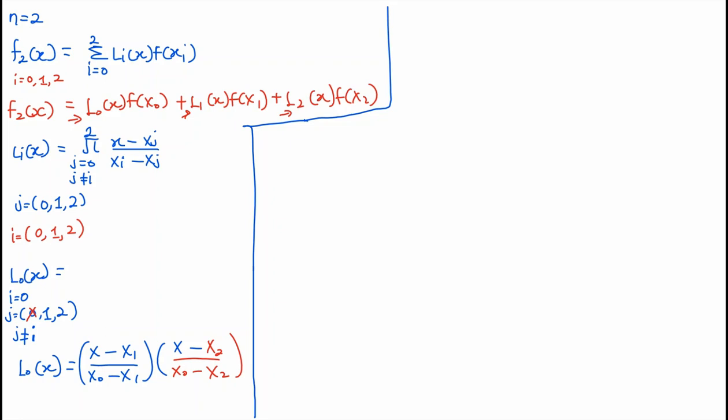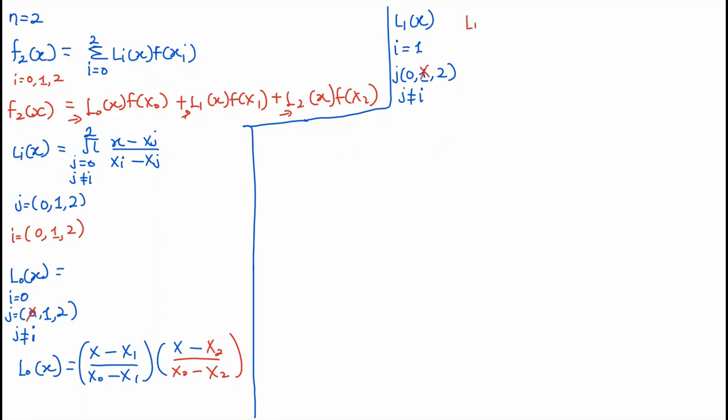Okay, so that is confirmed from the definition I read from the beginning. So now let's find L1 of x. In this case, our i is equal to 1, and then the possible j values are 0, 1, and then 2, right? But j must not be equal to i. So that means j must not be equal to 1, right? So we're going to cancel out this 1 from here. So the possible values of j are 0 and then 2.